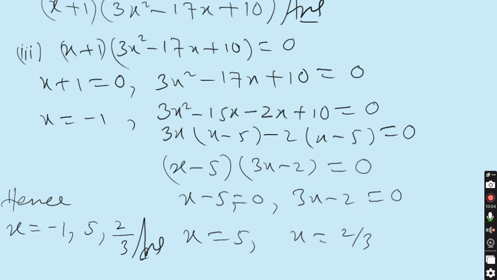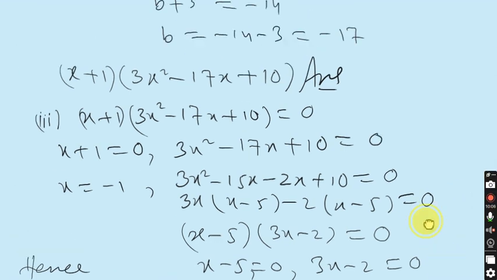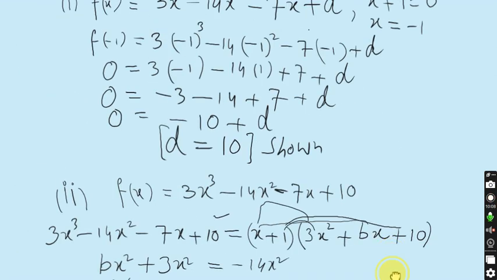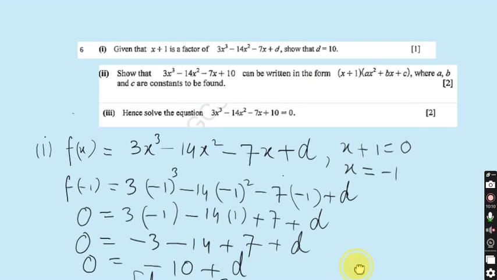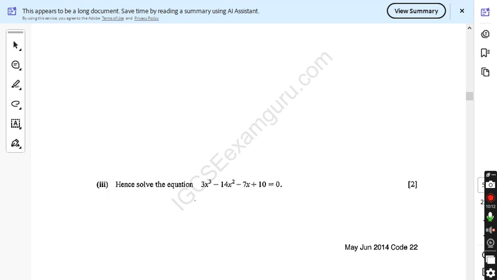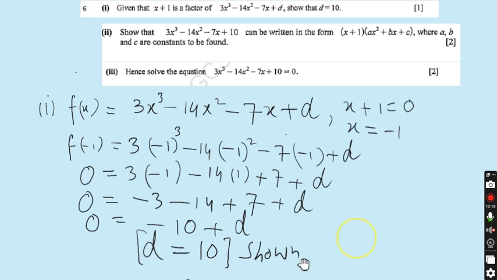So I hope you understand the whole question completely. Question number 6. This question came in May-June 2014 paper 22, and this is today's class.